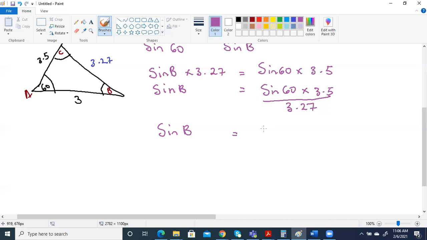Oh, hold on. Do it again. Sine 60 times 3.5 divided by 3.27. 0.926. Yes, 0.92693 something, but I'll leave it there.